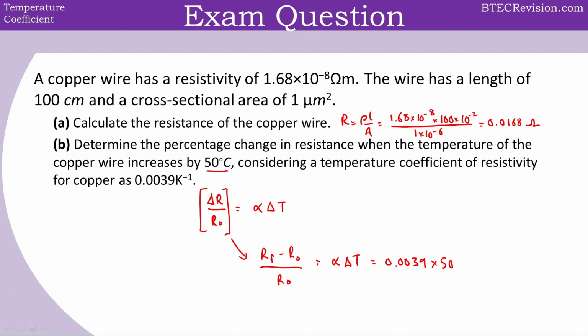Now, something we can note here is when we're looking at the change in temperature, it doesn't matter if we put in degrees Celsius or Kelvin, because they would both give us the same change in value. And in this case, that would be 50. So working this out, 0.0039 times 50 gives us a value of 0.195, and that would be as a fraction. So to work out the percentage change, we would times this by 100%, which would give us 19.5%.